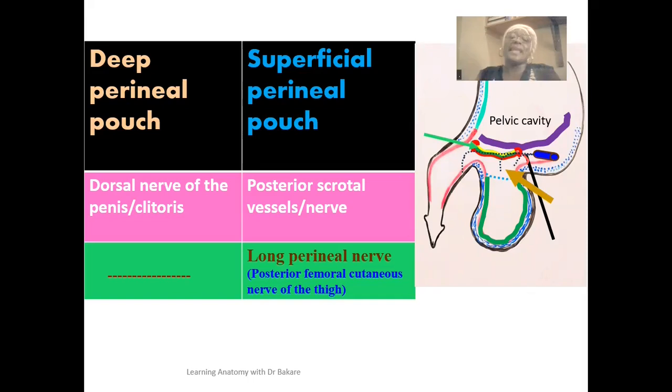So if we try to highlight the neurovascular structures that are seen within the deep and the superficial perineal pouch, the dorsal nerve of the penis is limited to just the deep perineal pouch, while the posterior scrotal vessels and nerve are limited to the superficial perineal pouch. Well, in addition to the superficial perineal pouch, we also have the long perineal nerve. This long perineal nerve is a branch from the posterior femoral cutaneous nerve of the thigh, which is one of the branches of the sacral plexus.